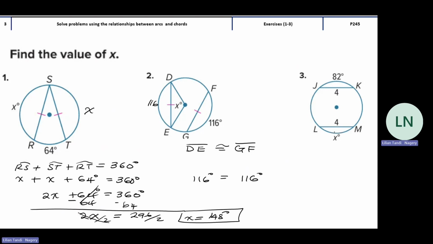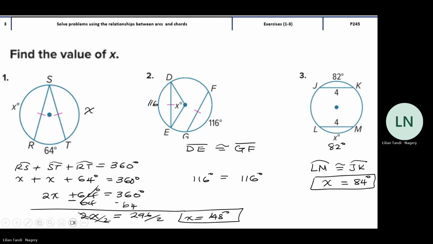All right. Same thing here. If this chord is the same as this chord, this arc should be the same as this arc. So arc LM is congruent to arc JK. Arc JK is 84 degrees, so arc LM, which is X, should equal 84 degrees. So that's how you answer. Okay?